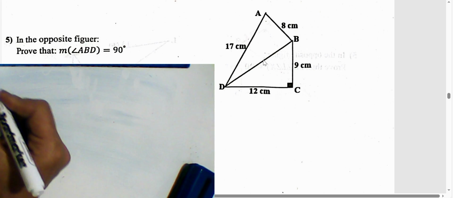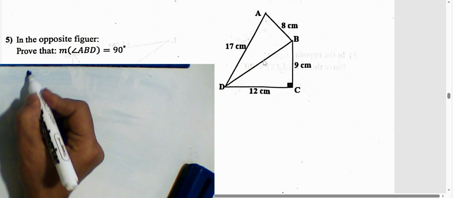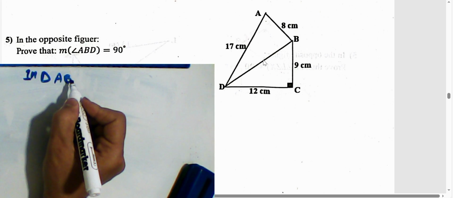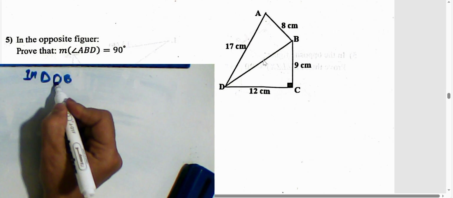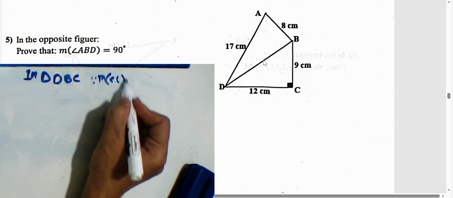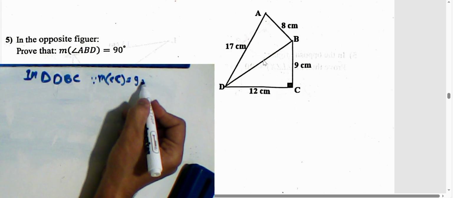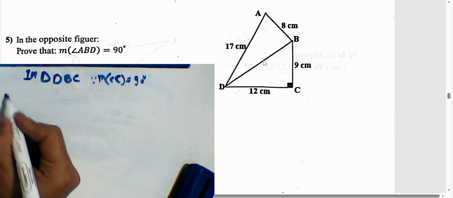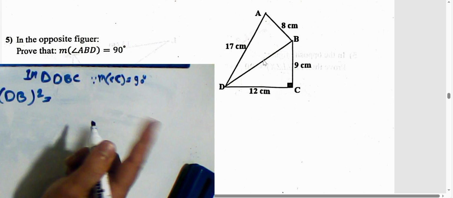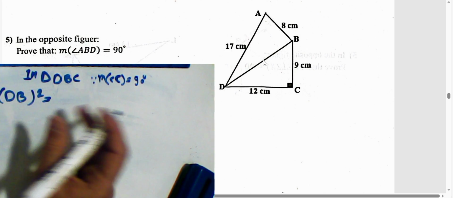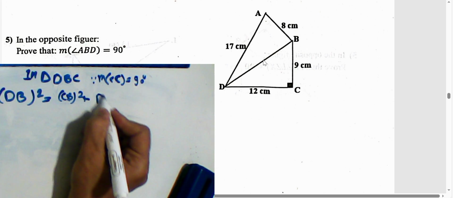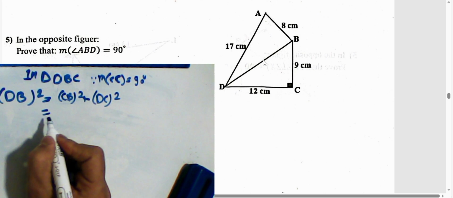Okay, first we can determine the type of triangle. In triangle BDC, the measure of angle C is 90 degrees, and DB is the hypotenuse in this triangle. DB power 2 is equivalent to CB power 2 plus DC power 2. We can collect together here.